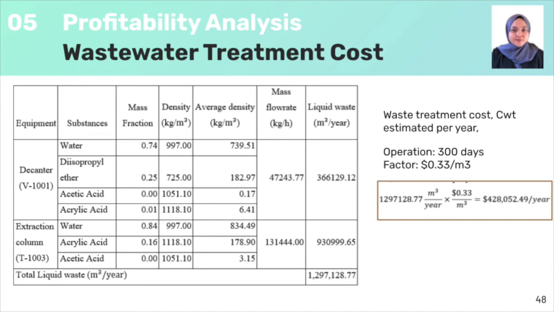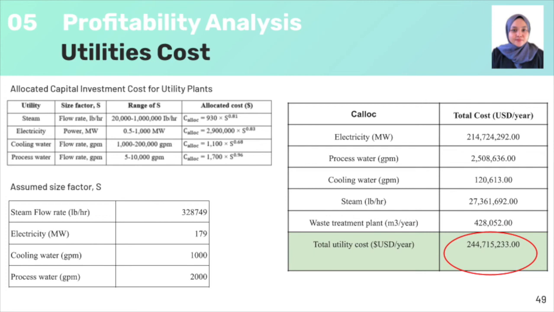Basically, the liquid waste generated from the decanter and extraction column, with water as the main component, is to be discharged. From the calculation, around 1.2 million cubic meters of liquid waste per year, with a utilities cost factor of USD 0.33, gives a wastewater treatment cost of around USD 428,000 annually. Next, moving on to the allocated capital investment for the utility plant.